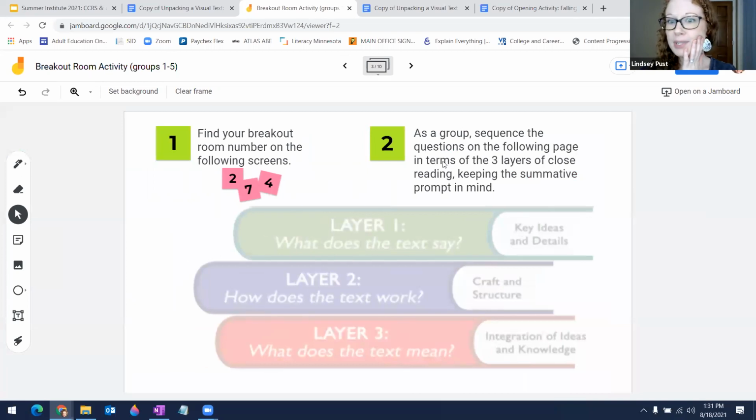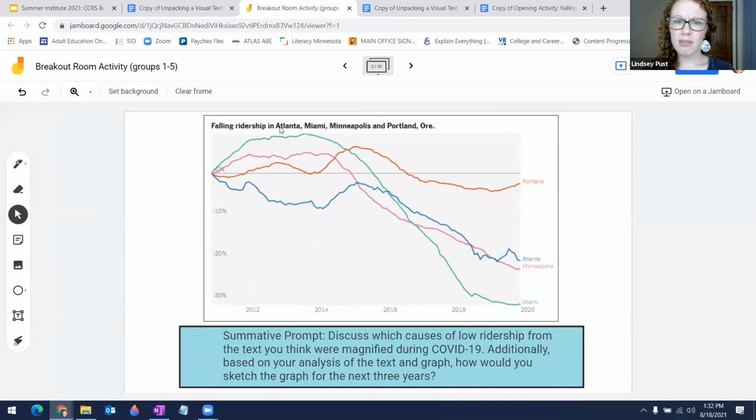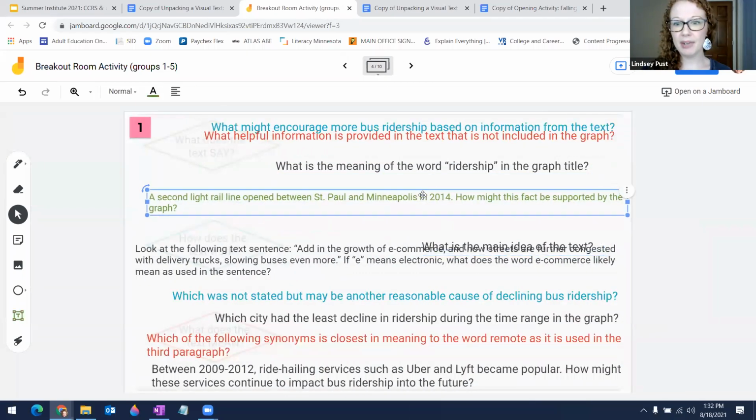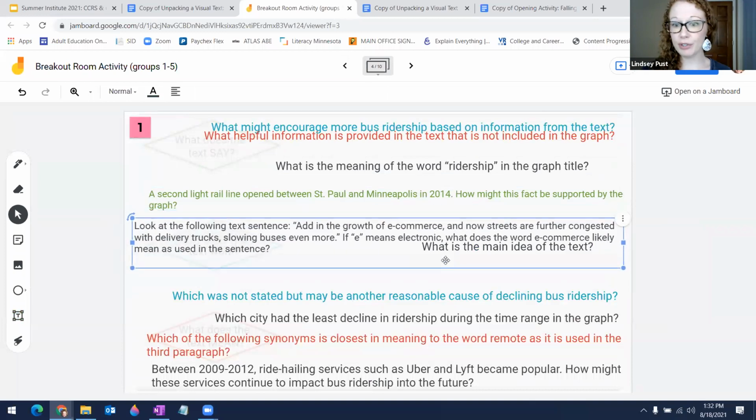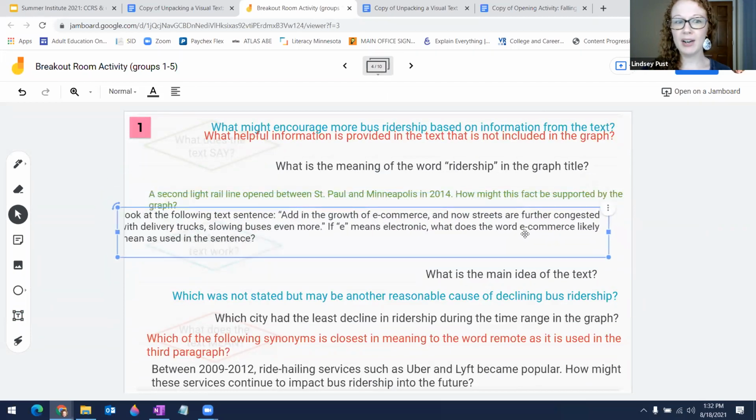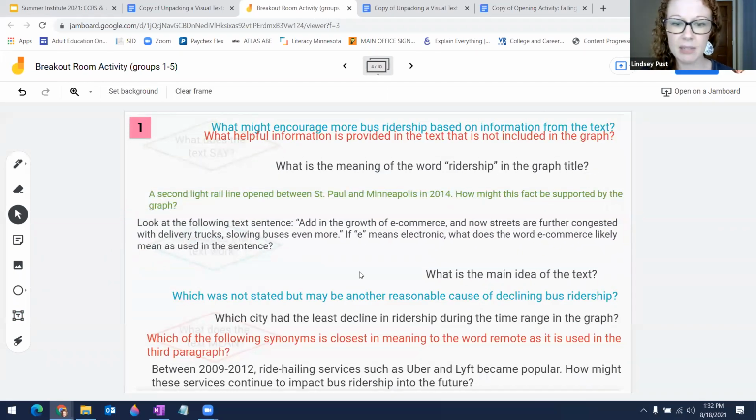And then as a group, sequence the questions on the following page in terms of those 3 layers of close reading. Which questions do I think really get at what the text says? What about how the text works? And then what does the text mean? Like how would I sequence those, keeping this summative prompt in mind? And so all you'll have to do is just drag and drop and rearrange as you are talking in your groups, on what order you think is best.